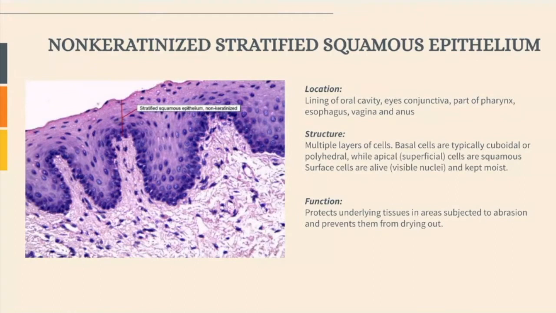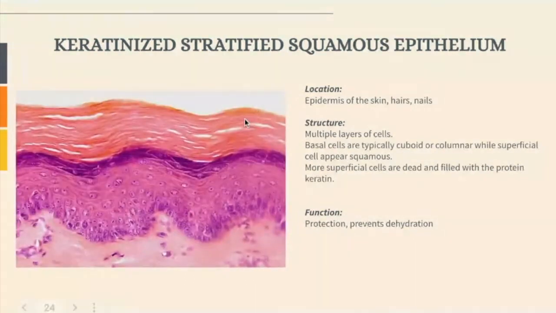This is the keratinized stratified squamous epithelium. It usually makes up the epidermis of the skin, hair, and nails. It has multiple layers of cells, and basal cells are typically also cuboidal and columnar. But the difference between non-keratinized and keratinized is that you can see keratin protein in it. So it functions to protect and prevent dehydration.